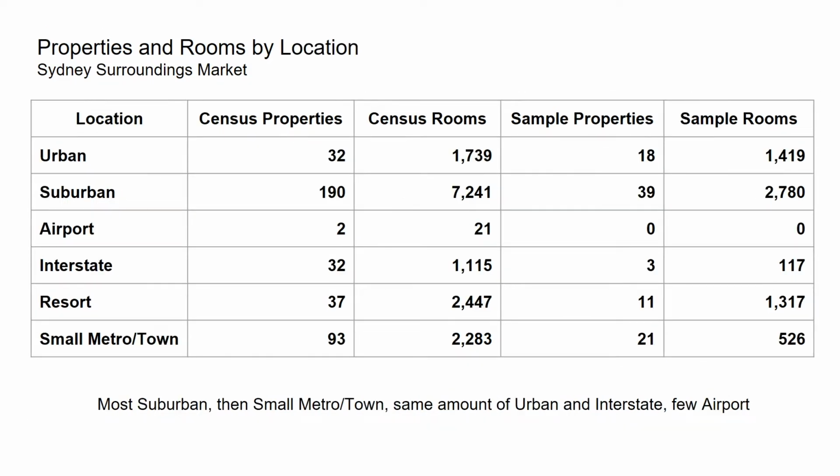By looking into the location in the Sydney surroundings market, we can see that most properties are from suburban, which is also the same in the Sydney market, followed by small metro and town, and there are the same amount of properties in urban and interstates and a few at the airports.